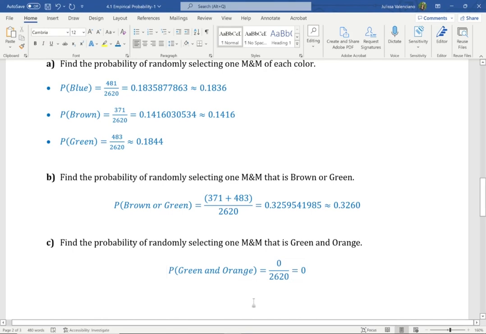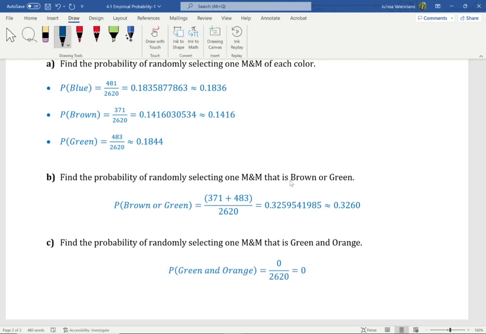So look at the difference here. In part B, we had brown or green. It is possible to have an M&M that is brown or to have an M&M that is green. So this "or" doesn't mean that one M&M is both. However, it is not possible to have an M&M that is both green and orange. Be careful with the vocabulary that is used in statistics.